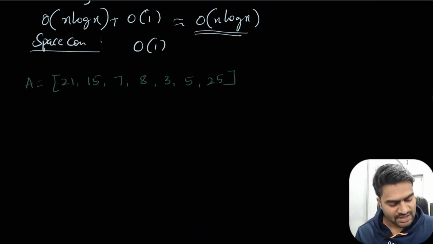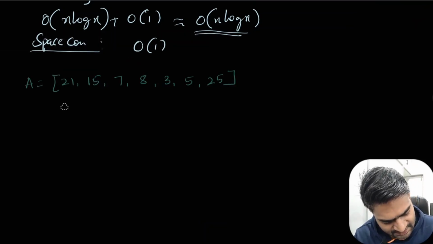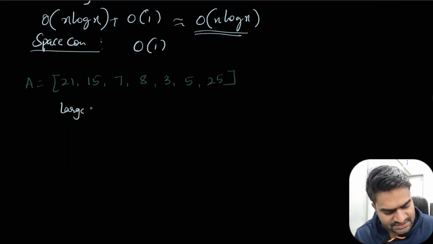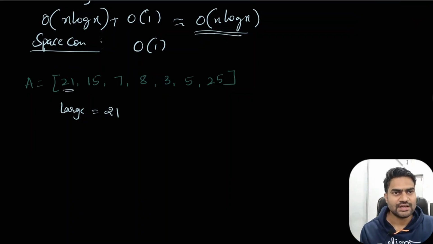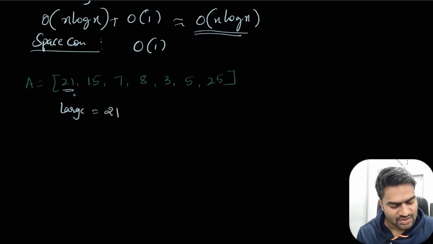Okay. Now what I will do, I will initially take a variable called large and I will assign the first number to it. Let's assume my largest number in the array is 21. So I am taking the first number and assigning it to my variable large.